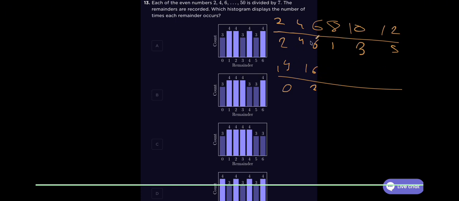So 18 would give me a remainder of 4, 20 would give me a remainder of 6, 22 would give me a remainder of 1. And it will just go on like that. So one cycle of these remainders, 2, 4, 6, 1, 3, 5, 0, lasts for exactly 14 numbers.